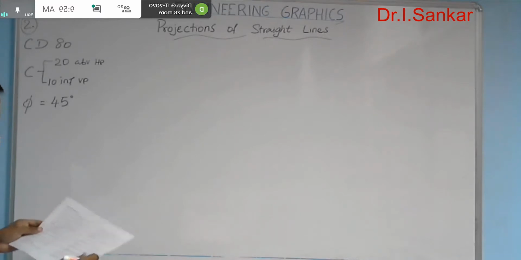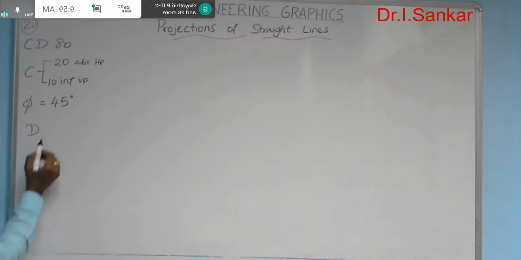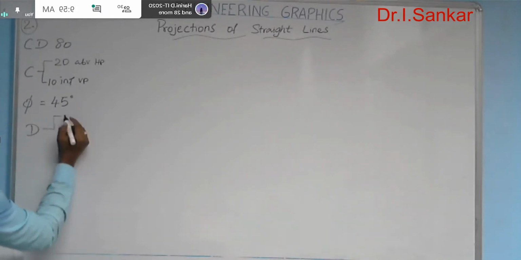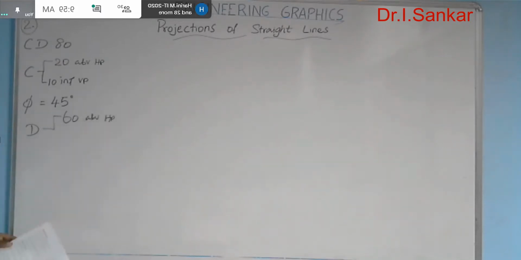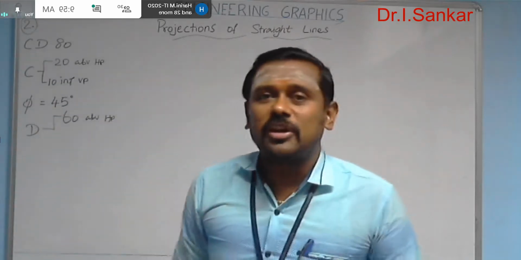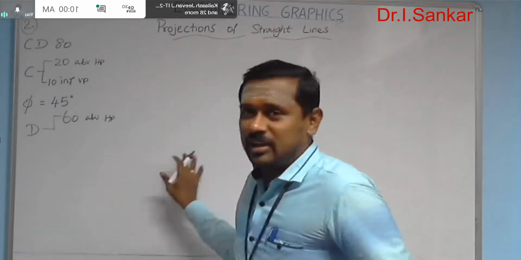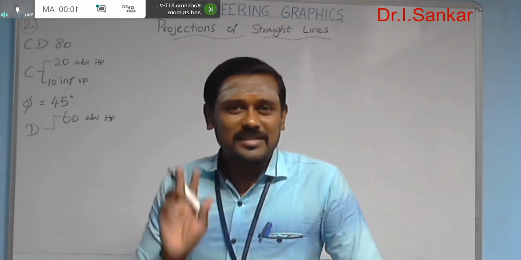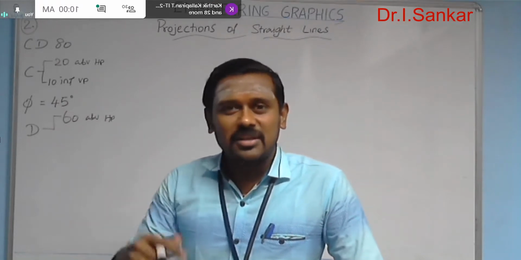You need to complete the projections when the end D is 60 mm above HP. That's it. These are all the given data in this problem. So within that available data, you need to complete the work. And at the end, what you need to provide here is 3 lines in front view, along with 2 angles, and in the top view area also, you need to provide 3 lines and 2 angles.